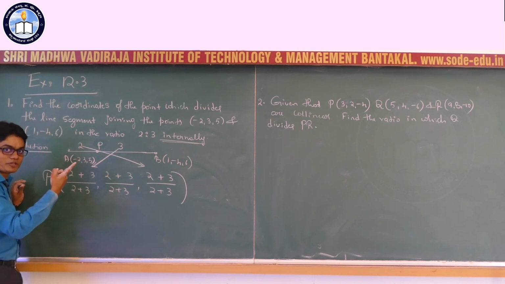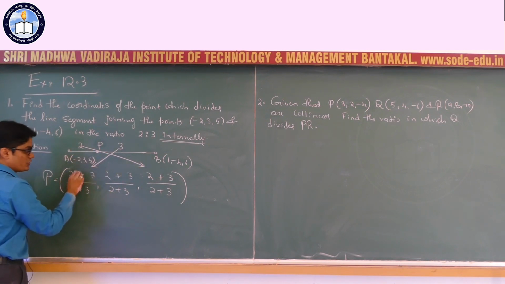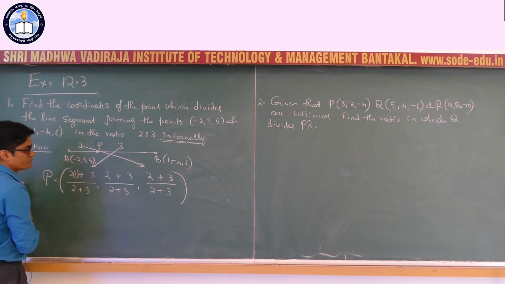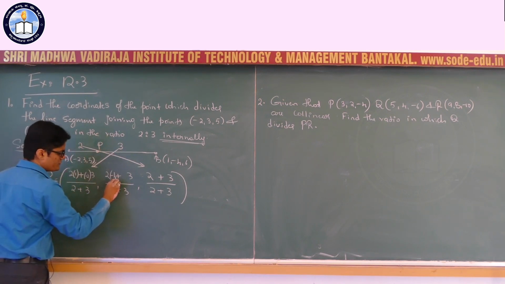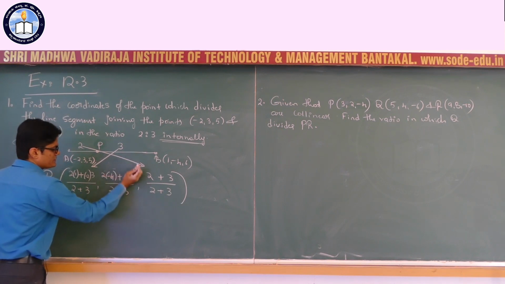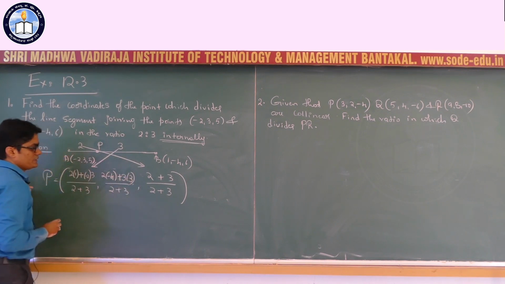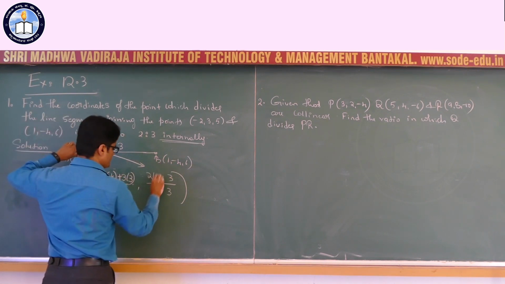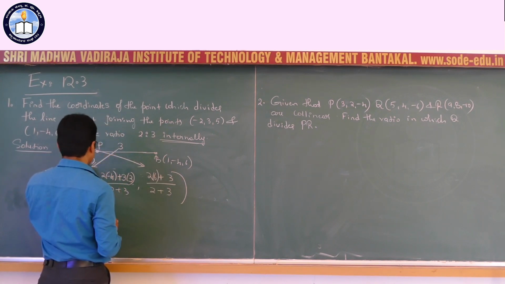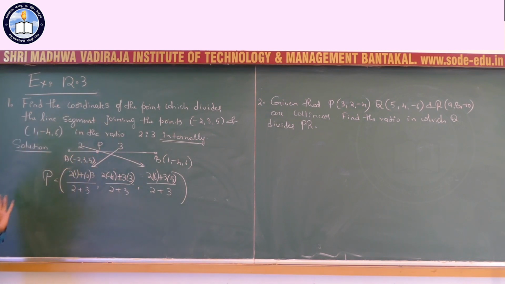I told you to derive it for the centroid, it is the same concept. Cross multiplication method: 2 into the x coordinate of that, that is 1, plus 3 into the x coordinate of this, that is -2. Then 2 into the y coordinate of that, -4, plus 3 into the y coordinate of this, 3. In the same way, 2 into the z coordinate of that, 6, plus 3 into the z coordinate of this, 5. Simplify, write the answer, that's it.